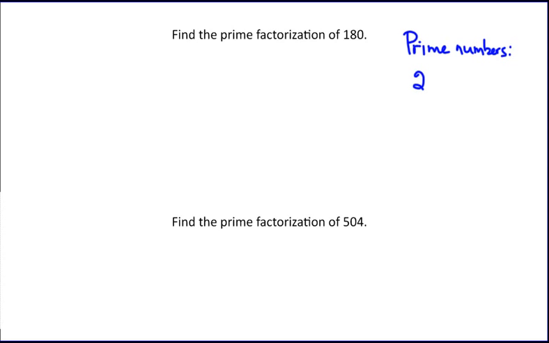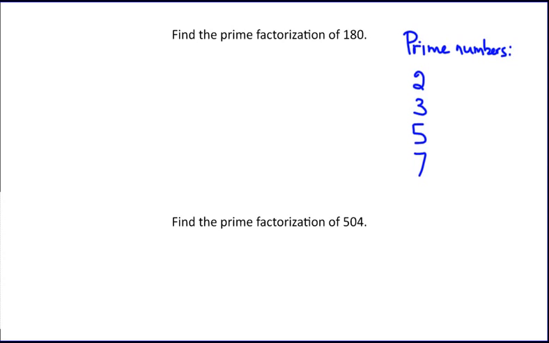3 is also a prime number because the only numbers that go into 3 are 3 and 1. 4 is not a prime number because it also has a factor of 2. 5 is a prime number because it has factors of only 5 and 1. 6 is not a prime number because 2 and 3 go into it in addition to the 1 and 6. 7 is a prime number because only 1 and 7 go into it.